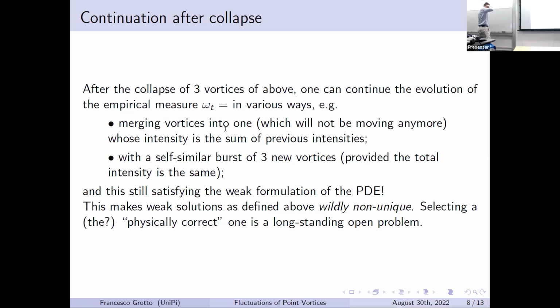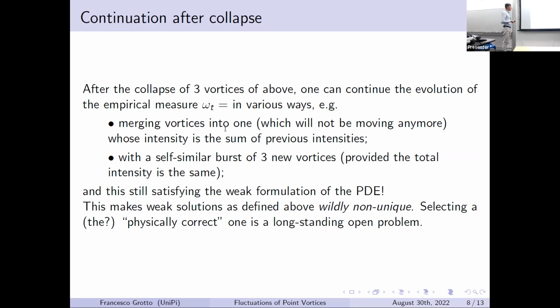Right. So what happens after the collapse? This is actually a big question, and one can imagine that the evolution goes on in different ways. So the first, perhaps the naive one, would be that vortices merge into a single one that stays still from now on. The intensity will be the sum of previous intensities. They simply are stuck together from now on.